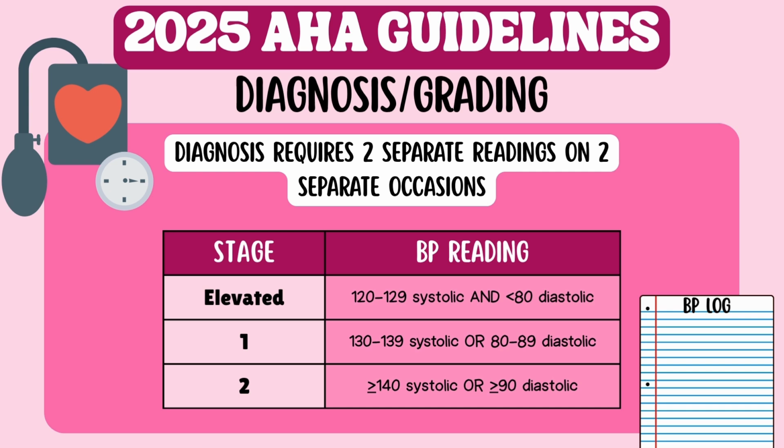What I personally like to do is provide my patients with a blood pressure log, send them home, and have them take their blood pressure twice a day for the next 2 weeks and then return to the office with the log so I can get a better idea of what their blood pressure readings are at home. This helps to rule out white coat hypertension.